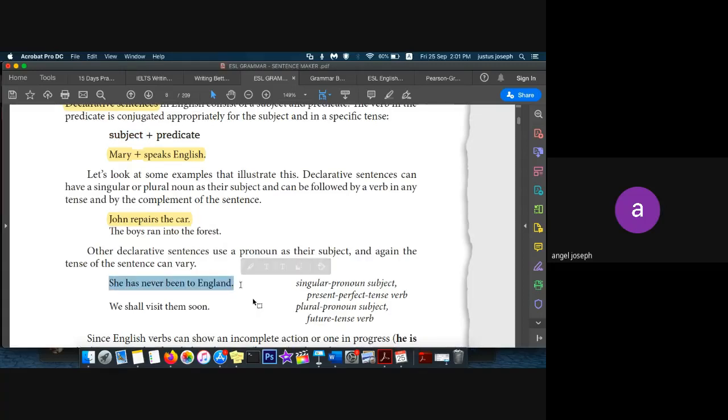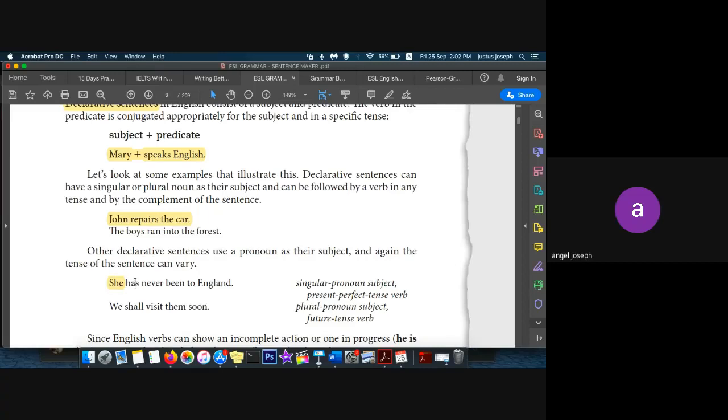So let's look at this sentence. What is the subject here? All of us are looking for a name. She. Look for something that replaces a name. Yes. She. She is what? She is a pronoun. A pronoun is something that replaces a noun, that takes the place of a noun. Every time we do not want to write a sentence like Mary speaks English, Mary repairs the car, Mary has never been to England. No. At some point, we will refer back to Mary as she. The word she is a pronoun. Here, the subject is a pronoun. So, one more thing we realized, that subject can be a noun, a pronoun also.